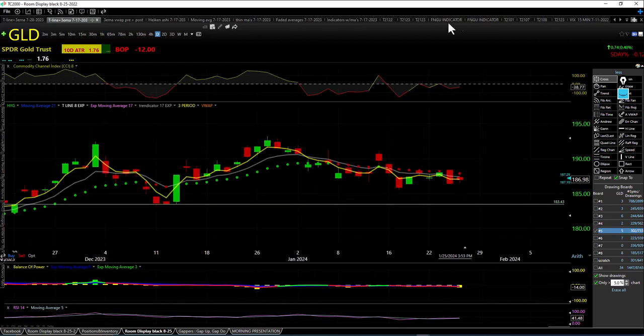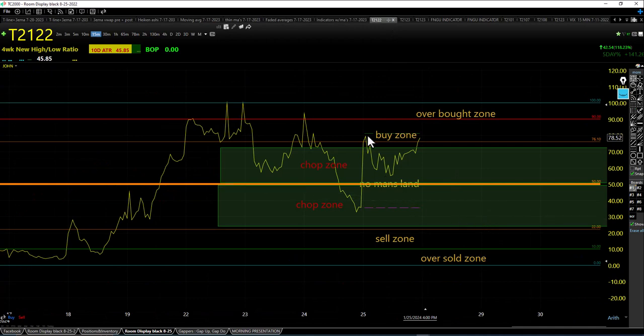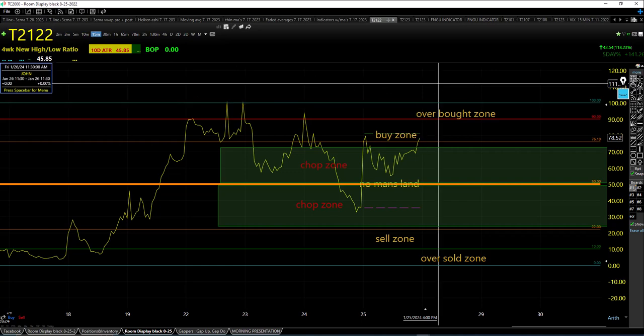All right, let's take a look at our technicals. T2122, yesterday's price action took us out of the buy zone into the buyer's chop zone. Spent most of the day in the buyer's chop zone, zigzagging all over the place. And then we climbed back into the buy zone at the end of the day, T2122.